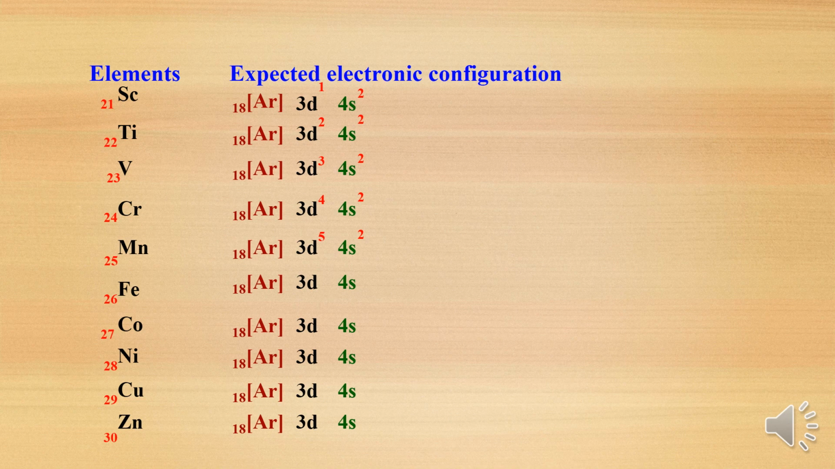Now manganese is 4s2 3d5. Argon is 18, 4s2 20, 3d5 25. Then iron 4s2 3d6. Cobalt 4s2 3d7. Nickel 4s2 3d8. Then copper 4s2 3d9. And zinc 4s2 3d10.